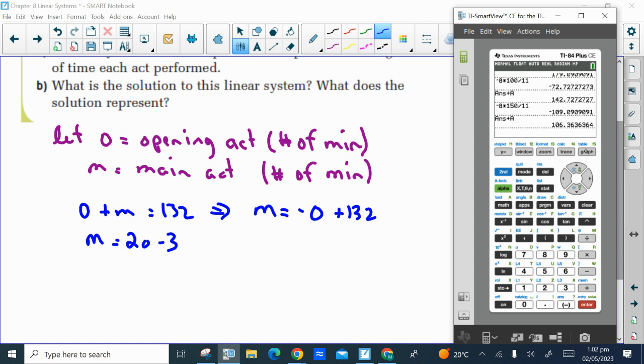Try that again. Second function trace, number 5 for intersect, enter, enter. And I'll put my guess at around 50. There we go. It's actually at the point 45, 87. That's the point of intersection. The point 45, 87.